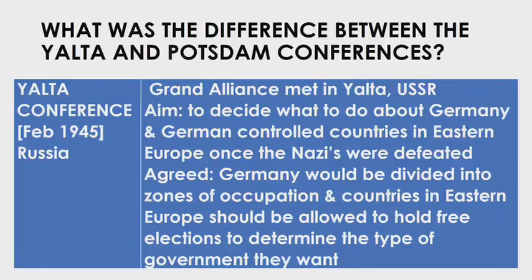The main attendees at this Yalta conference are the Grand Alliance. So we said they meet in Yalta in the USSR. When we refer to the Grand Alliance, we are referring to Great Britain, the USA, and Russia. Their aim at the time was to decide what to do about Germany and German-controlled countries in Eastern Europe once the Nazis were defeated. So you'll see over here that at this stage, they've got the common enemy of Germany. It was agreed that Germany would be divided into zones of occupation, and countries in Eastern Europe would be allowed to hold free elections to determine the type of government that they want.